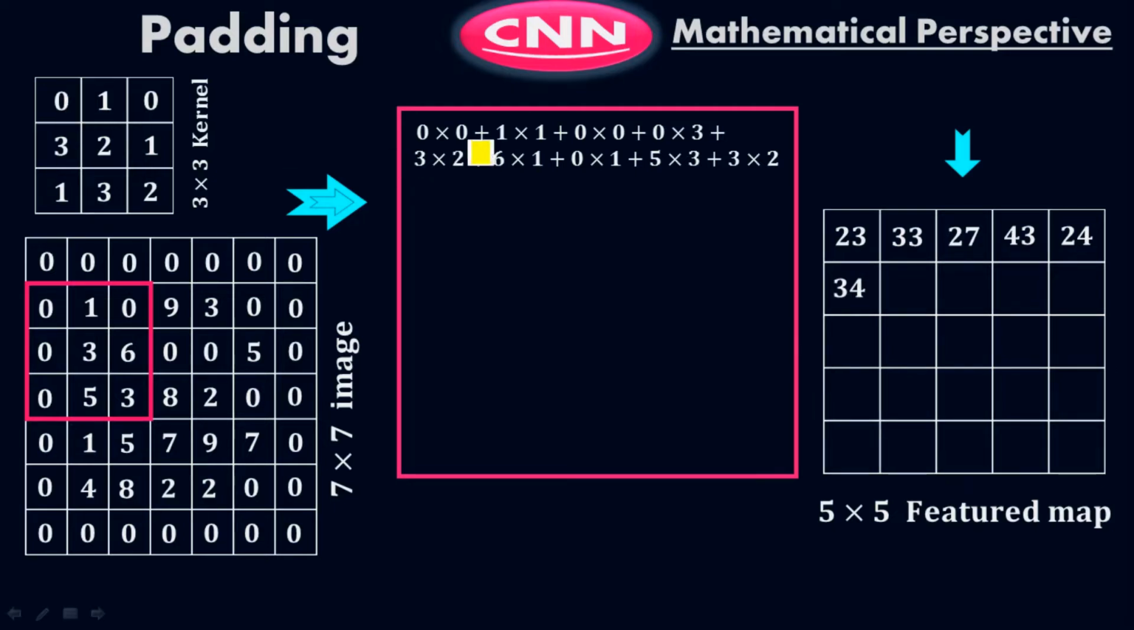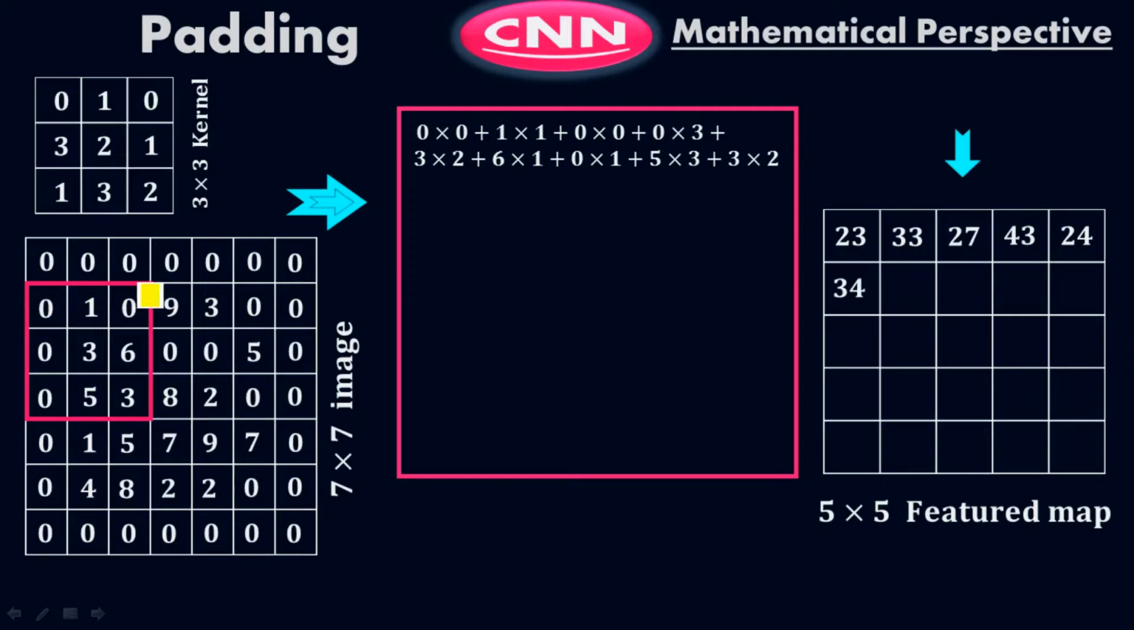Look, 0 times 0 plus 1 times 1 plus 0 times 0 plus 0 times 3 plus 3 times 2 plus 6 times 1 plus 0 times 1 plus 5 times 3 plus 3 times 2. So when you simplify this expression, do all the products and all the additions, at the end you will get 34 value. This is the 6th pixel point of the feature map.